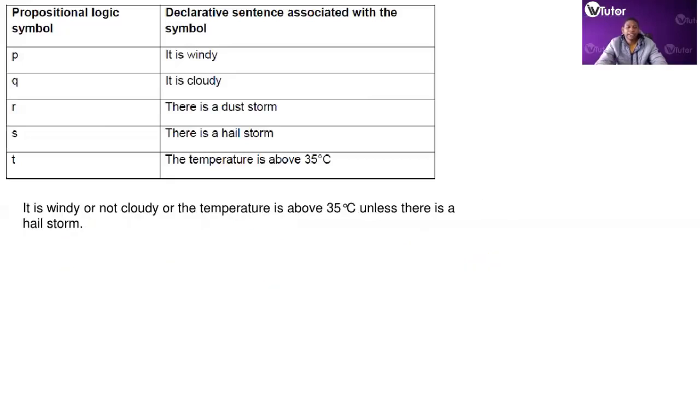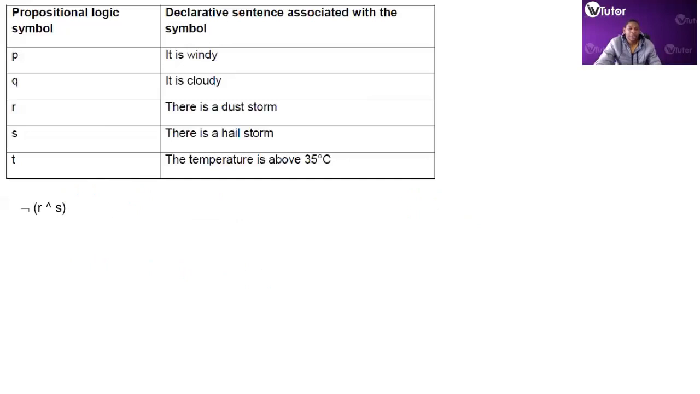Moving on, it is windy. Windy is P, or not cloudy, not Q, or the temperature is above 35 degrees T, unless there is a hailstorm. So it's the negation of what comes after unless: not a hailstorm implies P or not Q or not R and S.